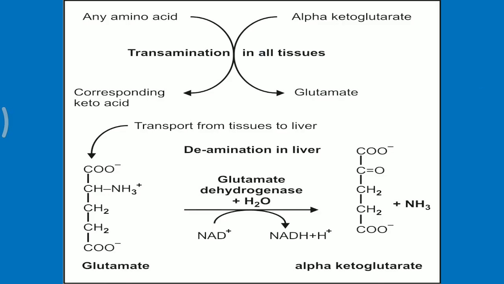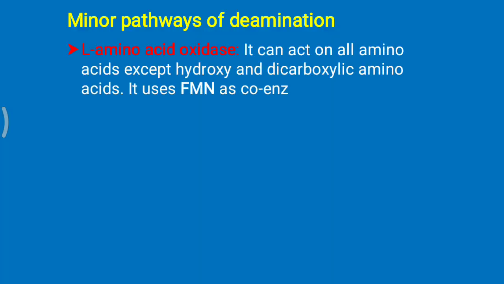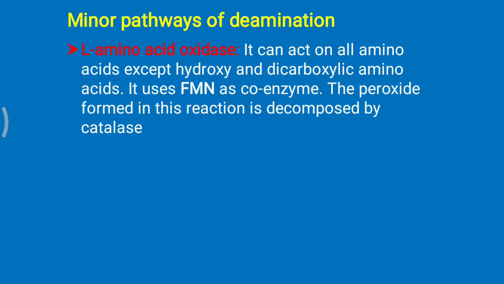Another important, but minor, pathway for deamination or ammonia generation that you have to remember is L-amino acid oxidase. It can act on all amino acids except hydroxy and dicarboxylic amino acids. Over those, this enzyme does not work. Basically, this L-amino acid oxidase uses FMN, that is flavin mononucleotide, as a coenzyme. The peroxide formed in this reaction is decomposed by the catalase enzyme in the peroxisome.